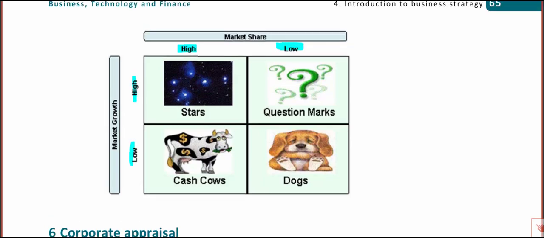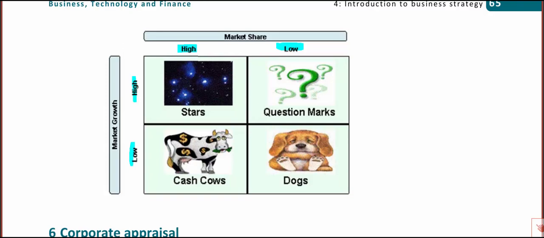So low growth and high share means what, and high growth and low share means what, but also think about the actions required. So we'll run through these and we'll have a chat, but we'll also then think about what actions a business might choose to take. So let's start with a high market share and a high market growth. So these are stars.